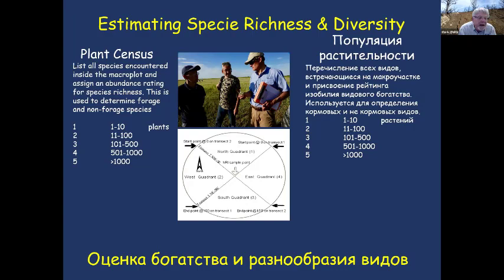So we do a plant census. We divide the transects into four quadrats, and then we walk around that entire quadrat, identifying every plant species that we can. And we put them into different classes or abundance ratings, as you can see on the left-hand side.